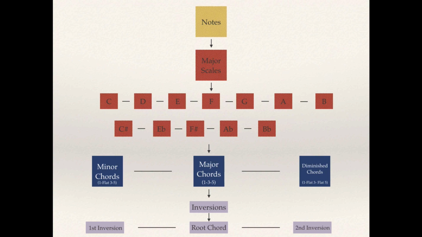So the way inversions work, a chord can be inverted depending on the amount of notes that it has in it. If a chord has 3 notes, then you can play the chord 3 different ways. If the chord has 4 notes, you can play it 4 different ways. If it has 5 notes, you can play it 5 different ways. That's how inversions work.